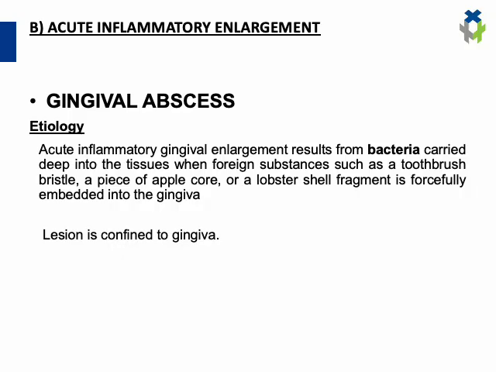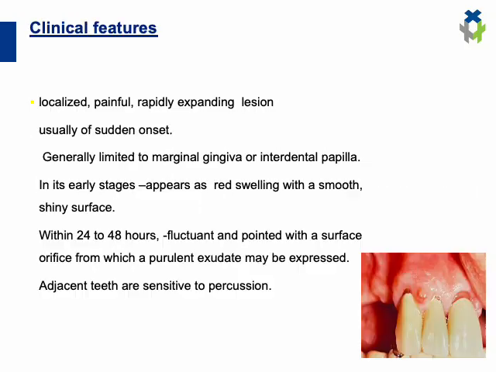Acute inflammatory enlargement. Under that, first is the gingival abscess. Regarding etiology, acute inflammatory gingival enlargement results from bacteria carried deep into the tissue when a foreign substance such as a toothbrush bristle, a piece of apple core, or a lobster shell fragment is forcefully embedded into the gingiva. The lesion is confined to the gingiva.